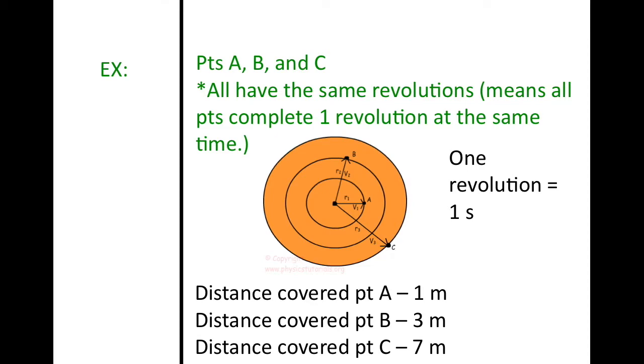In order to get the speed, we know that it is distance divided by time, and our time for 1 revolution for all points is 1 second. All we would need to do is divide the distance by the time, and we would get the speed. The speed would then be 1 meter per second for point A, 3 meters per second for point B, and 7 meters per second for point C. As you can see, the further away that you move, the faster your speed.